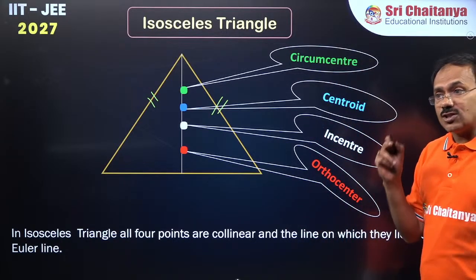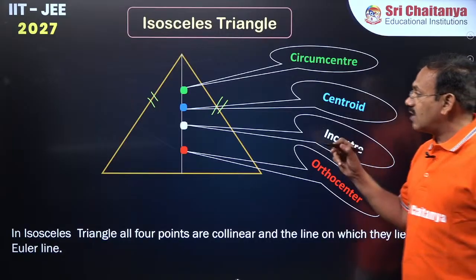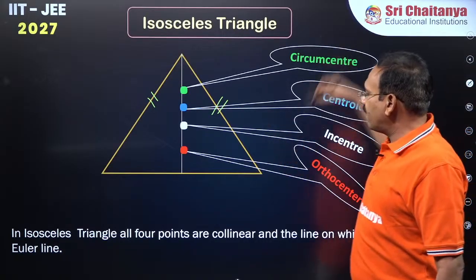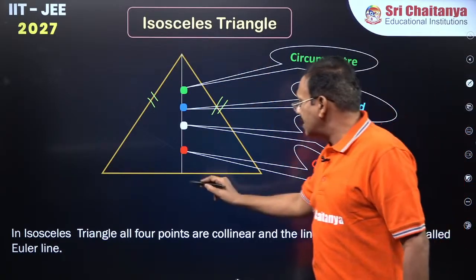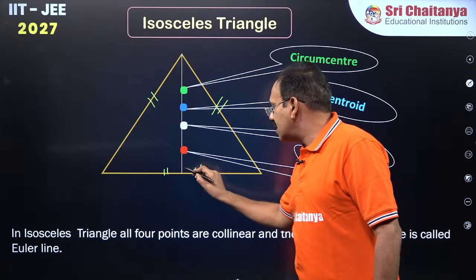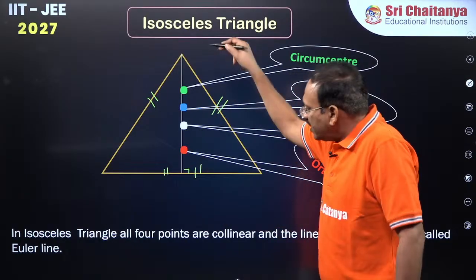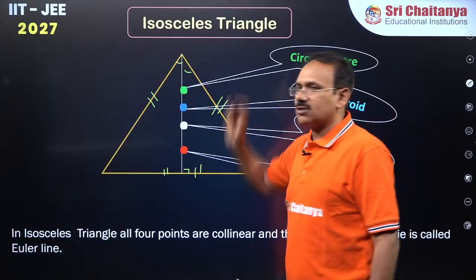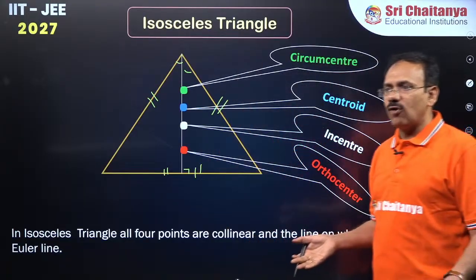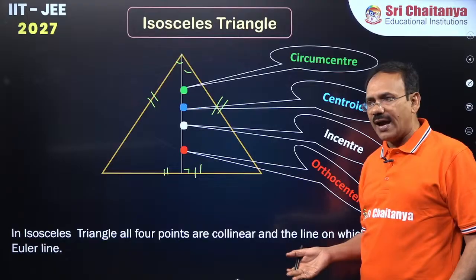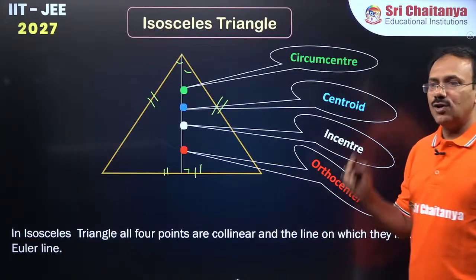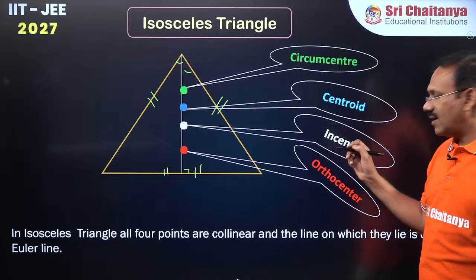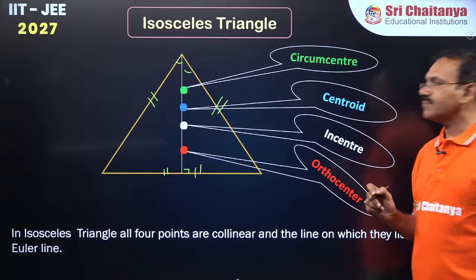In an isosceles triangle, all four points lie on it, because this is itself the median, itself the altitude, so it is the perpendicular bisector, and even the angular bisector also. So obviously the four points must be on it. Dear students, do you understand the Euler line in an isosceles triangle?